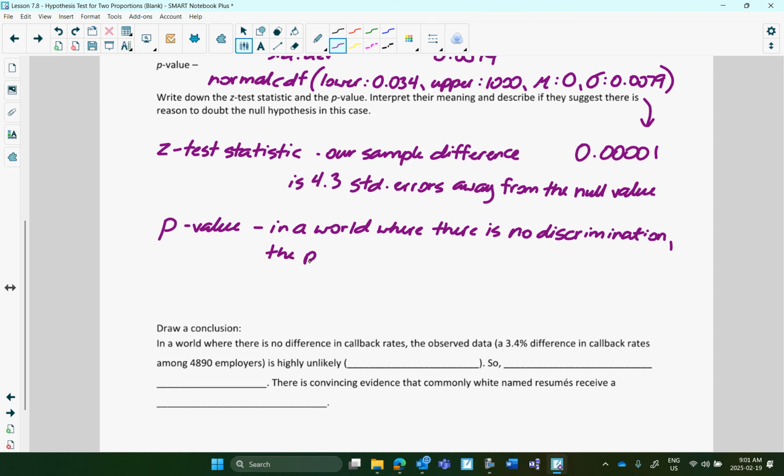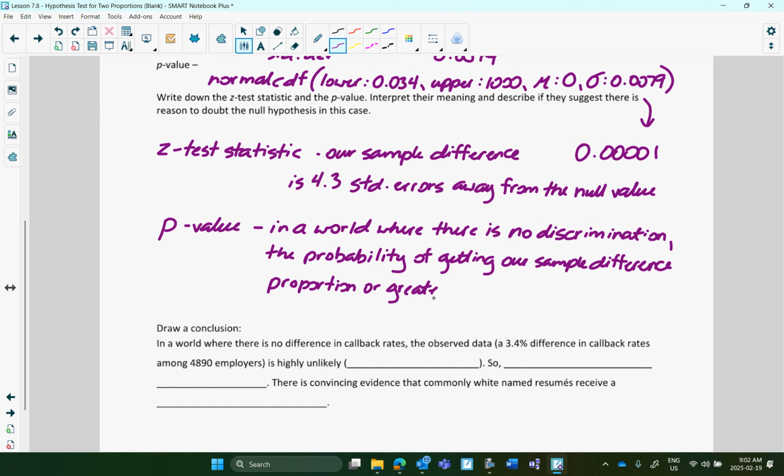probability of getting our sample difference proportion, sample that we're working with, or greater, is 0.401. Okay.